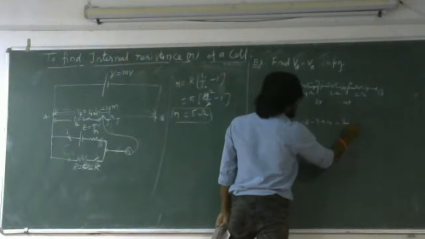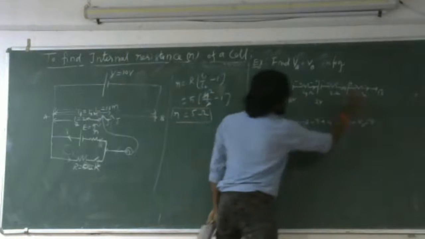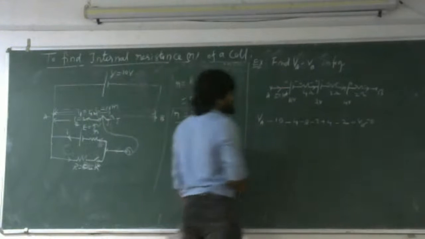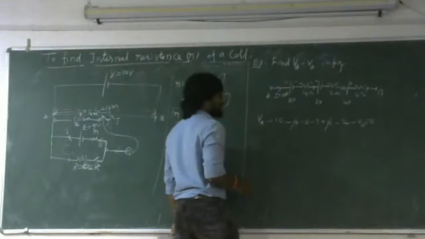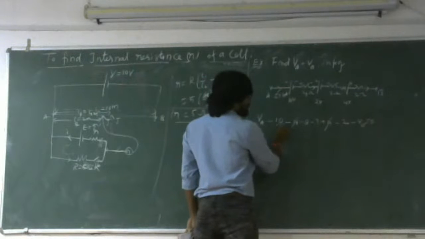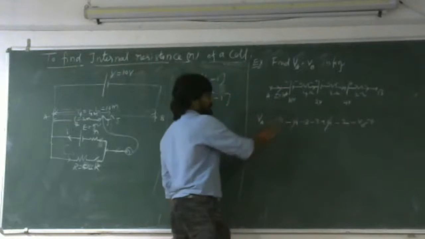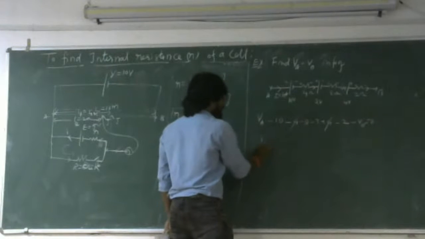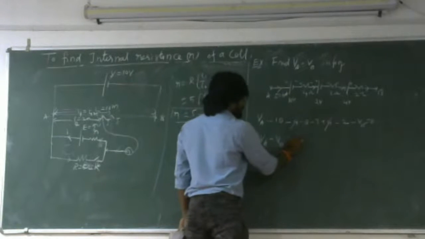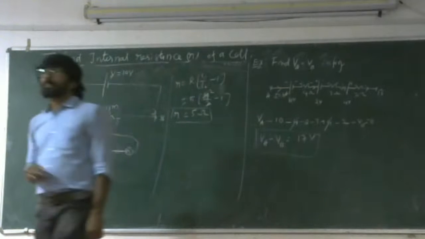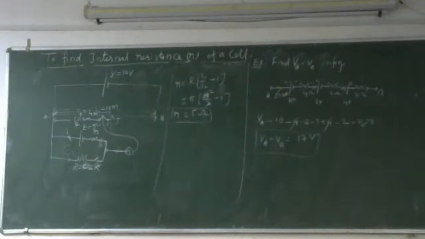This is again plus minus, minus 2, minus VB is equal to 0, by using Kirchhoff's laws. Now minus 4 plus 4 cancel. So here minus 10, minus 5 is minus 15, minus 17. VA minus VB minus 17 equal to 0, or VA minus VB is equal to plus 17 volts. This is VA minus VB in the figure. Okay?